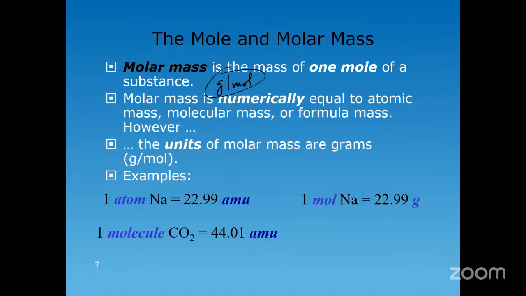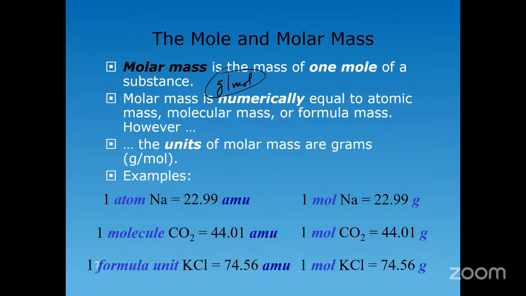Here's another example, this time of a molecule. The molecular mass of carbon dioxide is 44.01 AMU, but the molar mass of carbon dioxide is 44.01 grams per mole. So again, there's a difference in terms of the units, but numerically they're the same. Here's another example. For potassium chloride, the formula mass is 74.56 AMU, but the molar mass is 74.56 grams per mole. Again, numerically the same, but the units are different.